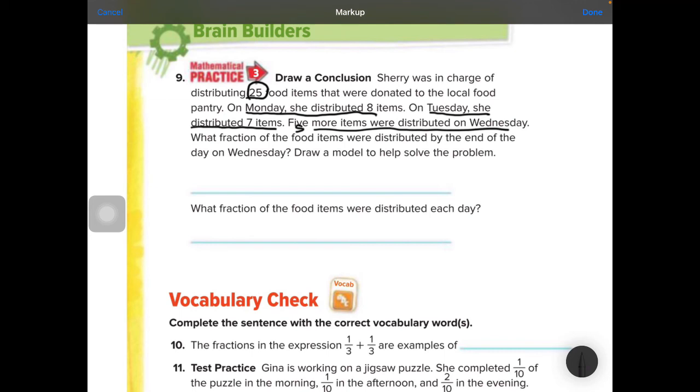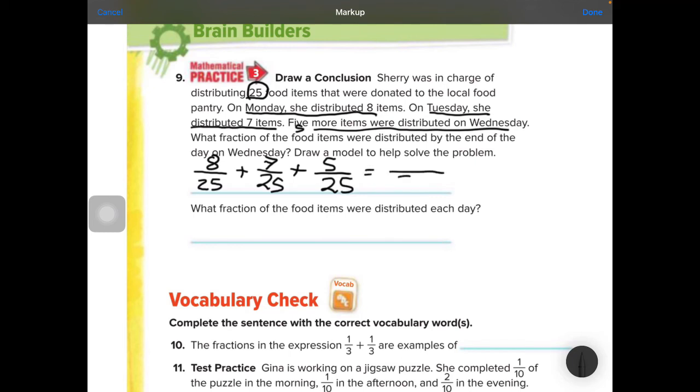All right. So our key number is this 25, because that is the total number of items each day. Okay, so Monday she did 8, so we're going to make a fraction of 8 on Monday out of the 25 total. There's our fraction. Then we're going to add Tuesday, and there was 25 as the total that was in the store, and 7 were added on Tuesday. Then we're going to add the 5 that were distributed on Wednesday, and remember there's 25 total in the pantry, the food pantry.